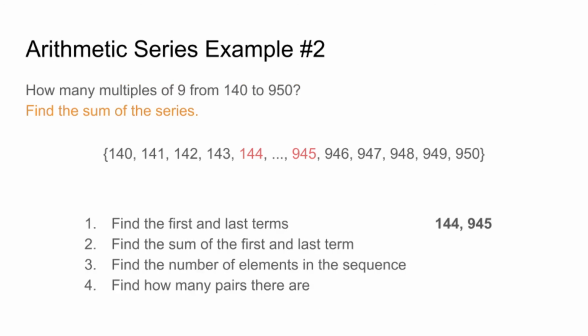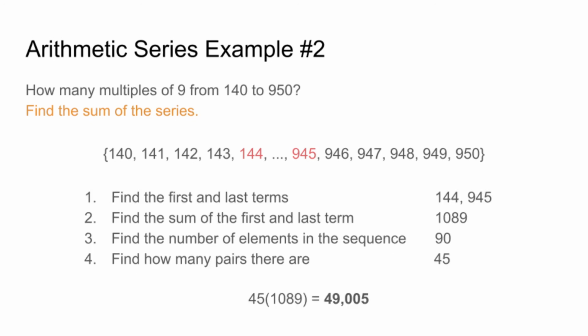Okay, the second question, find the sum of the series. We completed step 1, find the first and last terms, 144 and 945. Step 2 is find the sum of the first and last terms, that's 1089. Then find the number of elements and the number of pairs. We saw previously that there are 90 elements from 140 to 950 that are multiples of 9. That means that there are 45 pairs here. Finally, multiply the number of pairs by the sum. That's 45 times 1089 to give us our final answer of 49,005.